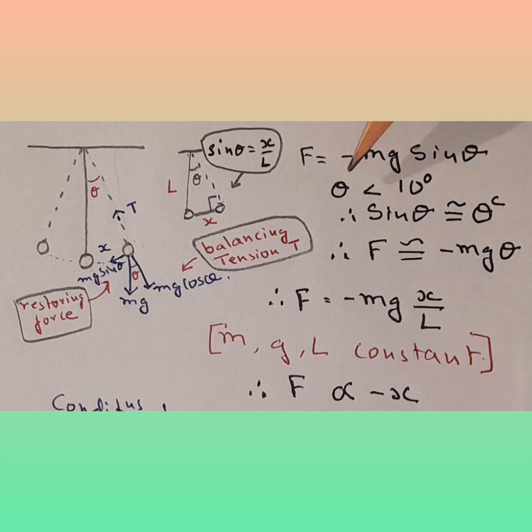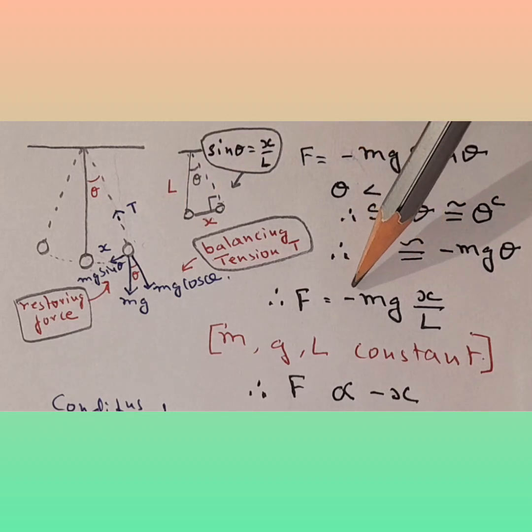Now whenever theta is less than 10 degrees, we can approximately take sin theta equal to theta. Why so? I will explain it very shortly. So F is approximately equal to minus mg theta. I didn't explain why minus: the restoring force is directed this way whereas the displacement is directed this way, so they are in opposite directions, so it is minus.